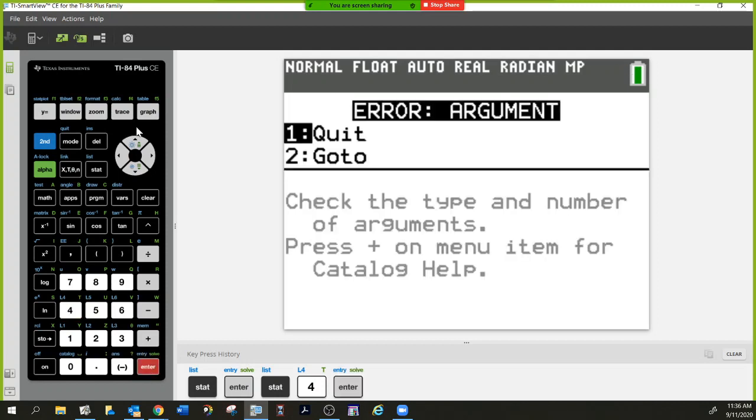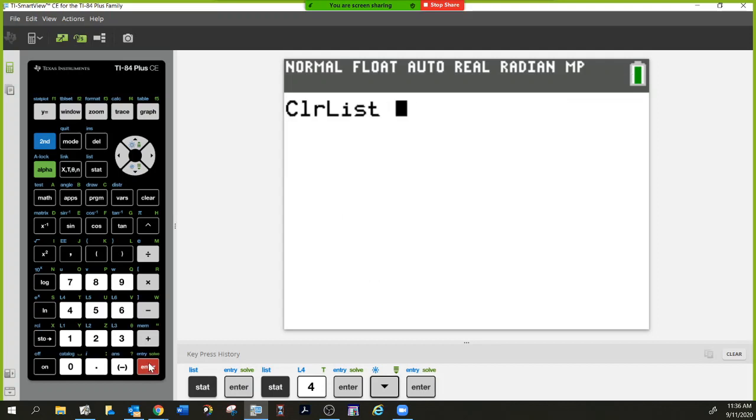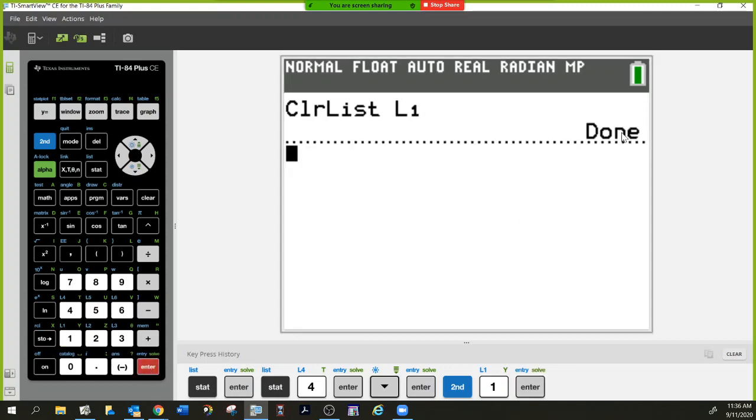Oh, it wants to know which list. So you have to tell it. Let's just say I have list 1, second L1. Then I would hit enter, and it would say, okay, we just cleared list 1 for you. It's blue, so you have to use the blue key.